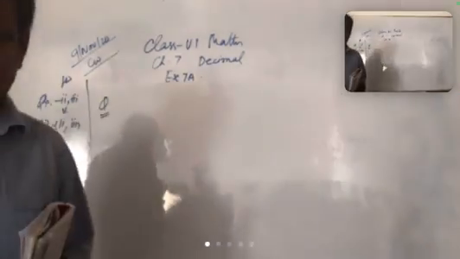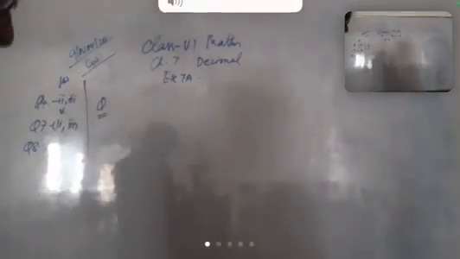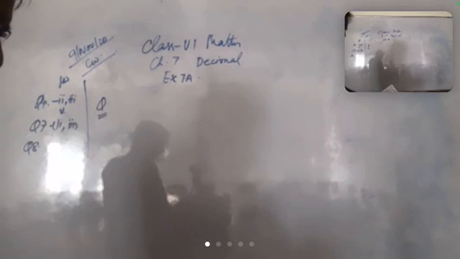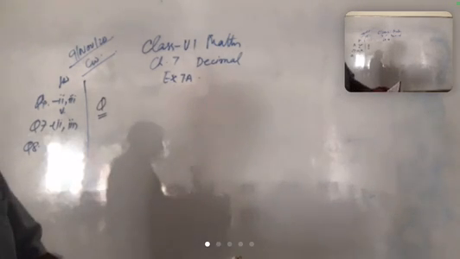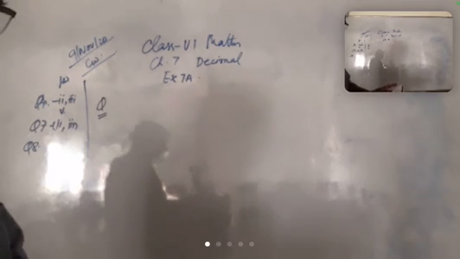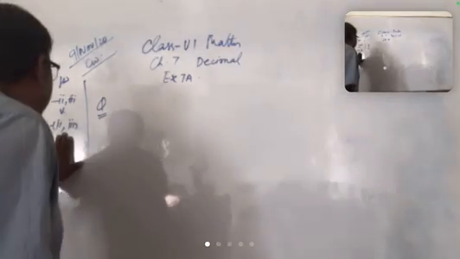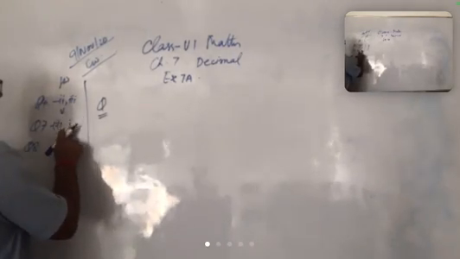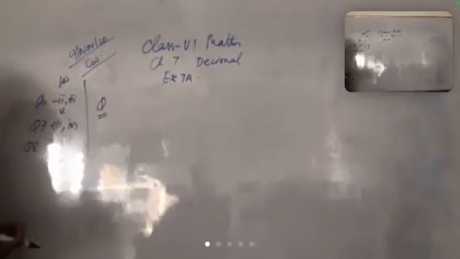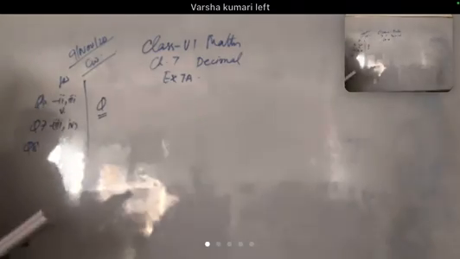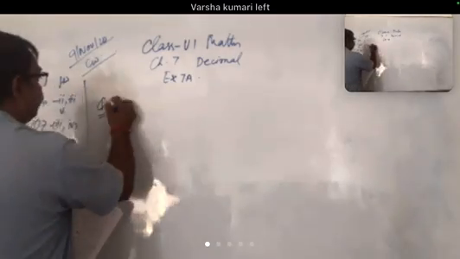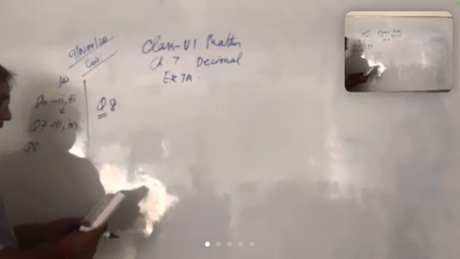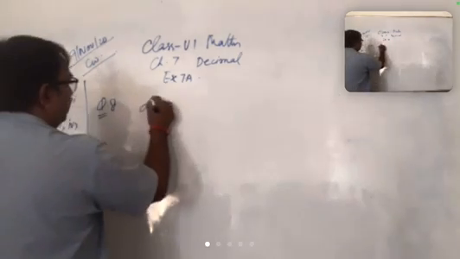Yeah, in question number 7, I discussed 1 and 2 part. Then we compare third and fourth part. Now the question number 8. Arrange decimal in descending order.